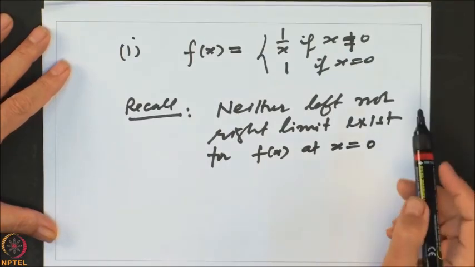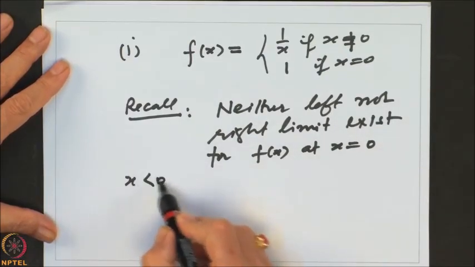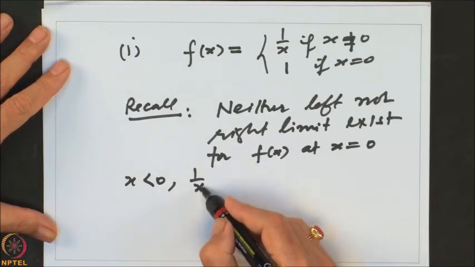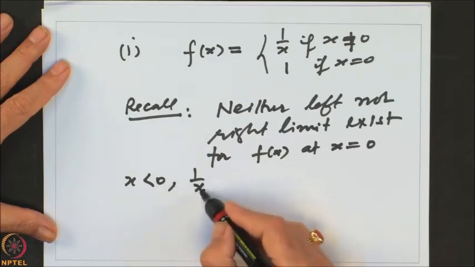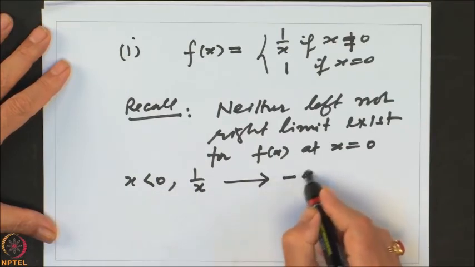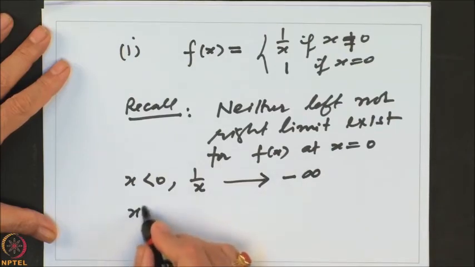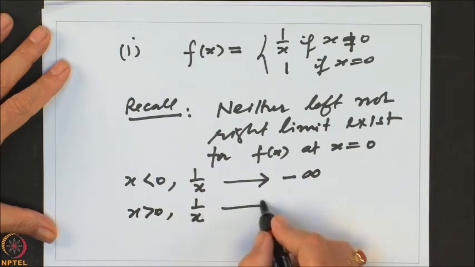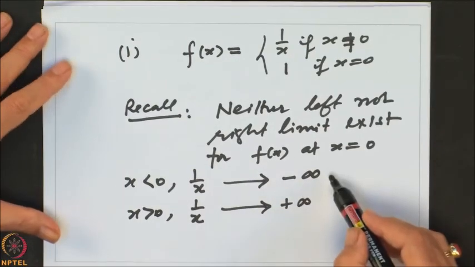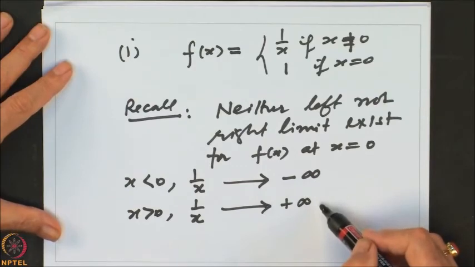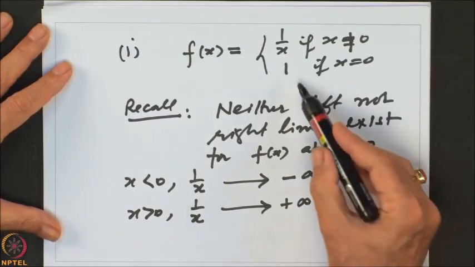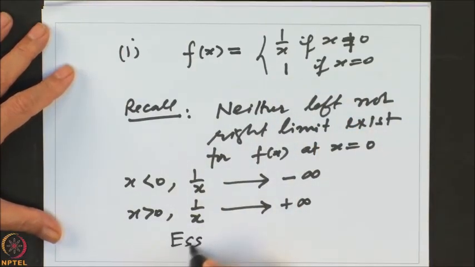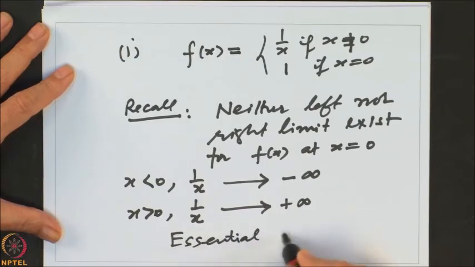Because why is that? Because if x is less than 0, then 1 over x will be a negative quantity, and as x becomes closer and closer to 0, this will go to minus infinity. And if x is bigger than 0, then 1 over x is positive, and as x becomes smaller and smaller, that will go to plus infinity. So neither the left nor the right limit for this function at this point exists, even though the function is defined equal to 1, which does not matter. This is an example of an essential discontinuity.